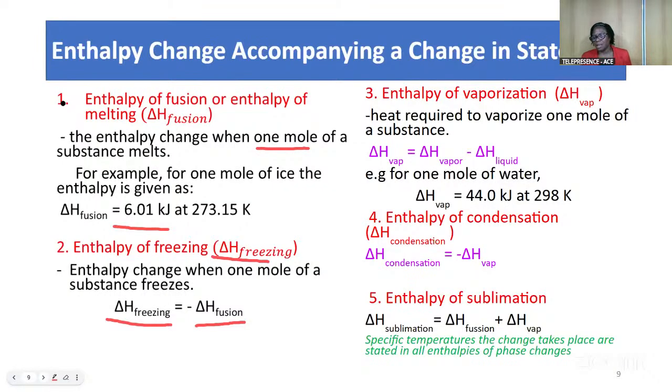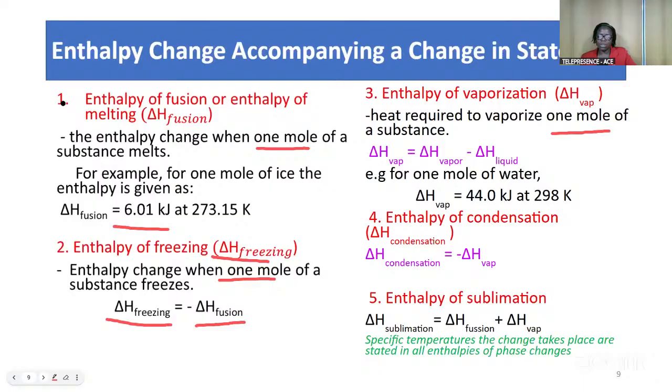The third one is enthalpy of vaporization, and that is the heat required to vaporize 1 mole. Please always bear this in mind, 1 mole of a substance. And that vaporization is delta H vaporization, which is delta H of vaporization minus delta H of the liquid. And for 1 mole of water, you have delta H vaporization equal to 44.0 kilojoule at 298 Kelvin.